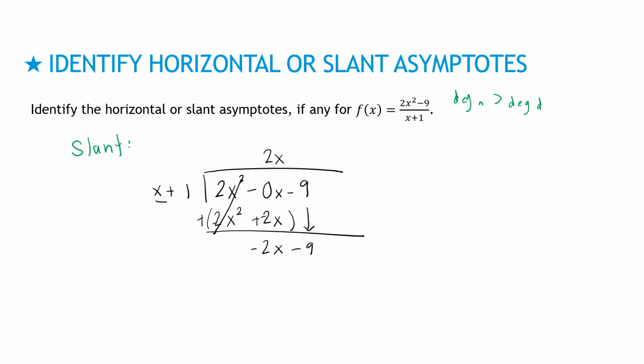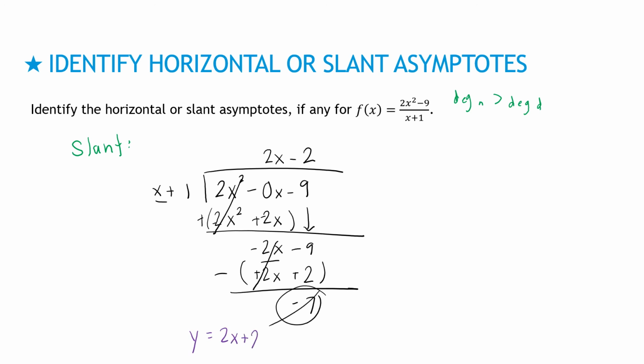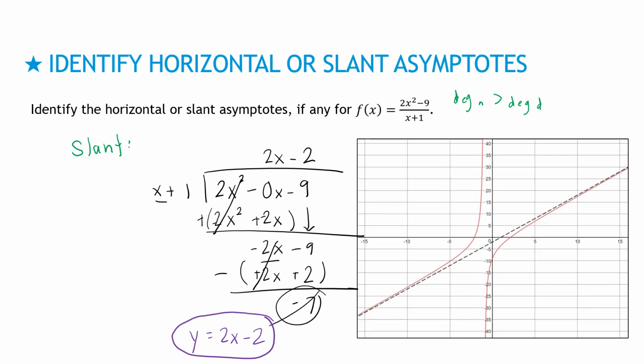I'm going to look at x and negative 2x and say I'd have to multiply by negative 2. So negative 2 times x, negative 2x, negative 2 times 1, negative 2. I'm subtracting all of that, so I'm adding the opposite. And that gives me negative 7 as a remainder. I don't care at all about that remainder. What I care about is y equals 2x plus 2. I'm sorry, minus 2. Woo, I can't seem to write a minus sign. Goodness, 2x minus 2 is the equation of my slant asymptote.